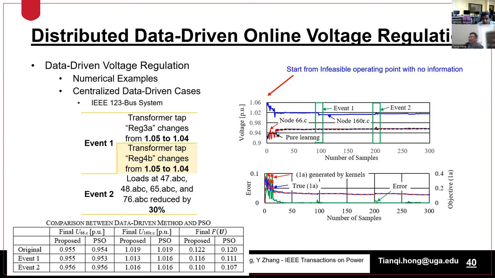And for the curve below, the blue one is the true objective function, which we can compute directly from the equation because we know the parameters of the system. The red one is estimated from the proposed kernel models, and the green one is the error of the kernel models.